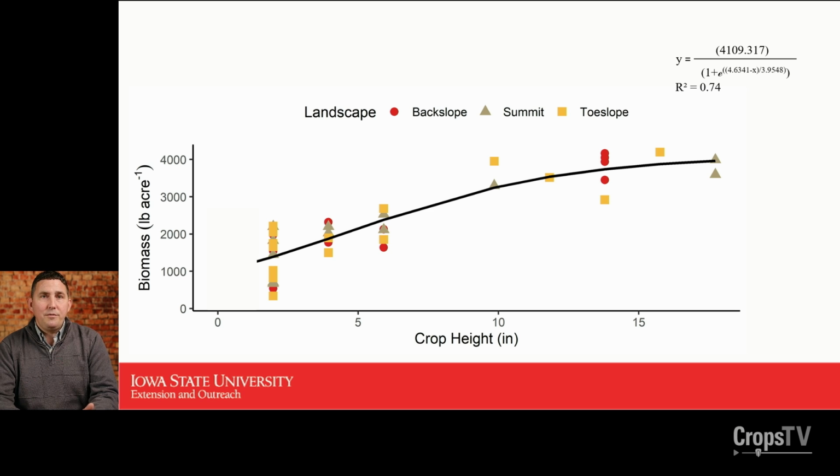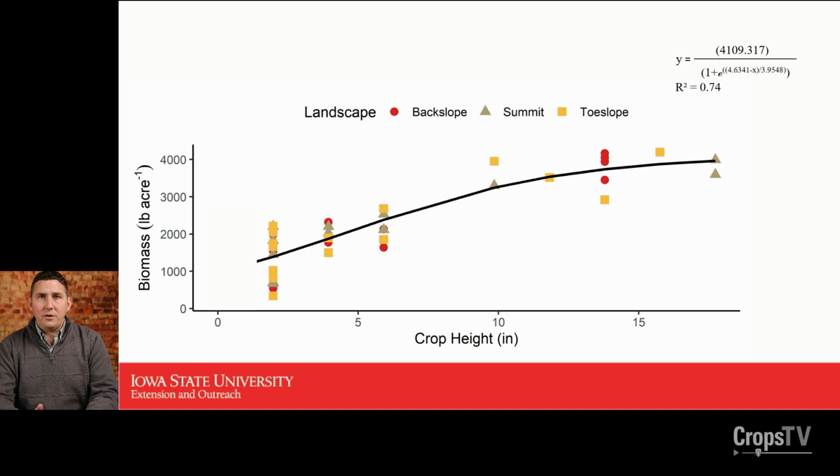But then as we move closer to that, I'll call it the 4-inch crop height, then we get a lot better correlation with it. So at roughly 5 inches, we're coming up with about 2,000 pounds per acre. By the time we get to 10 inches, we're about 3,000 pounds per acre. And by the time we get out to 15, we're roughly that 3,500 to 4,000 pounds of biomass.